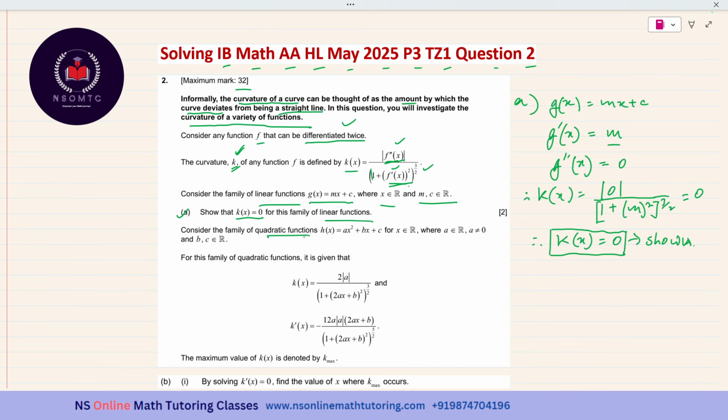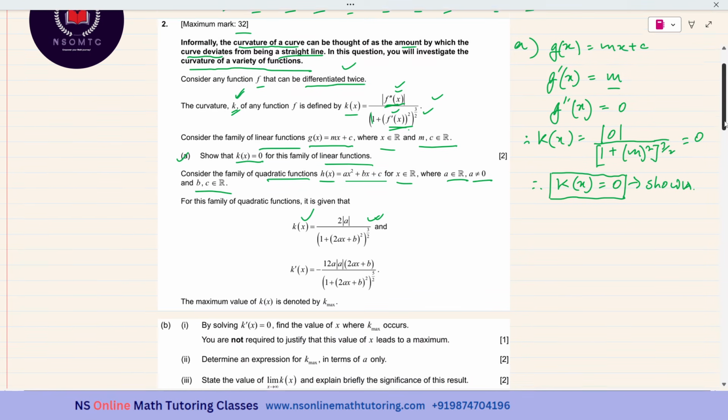Consider the family of quadratic functions h of x equal to ax squared plus bx plus c, where x is a real number, a is a real number, a is not equal to 0, and b and c are also real numbers. For this family of quadratic functions, you can find the second derivative and the first derivative and use the curvature expression, but you don't have to do the differentiation. They have given you the curvature expression k of x and the first derivative of k of x expression.